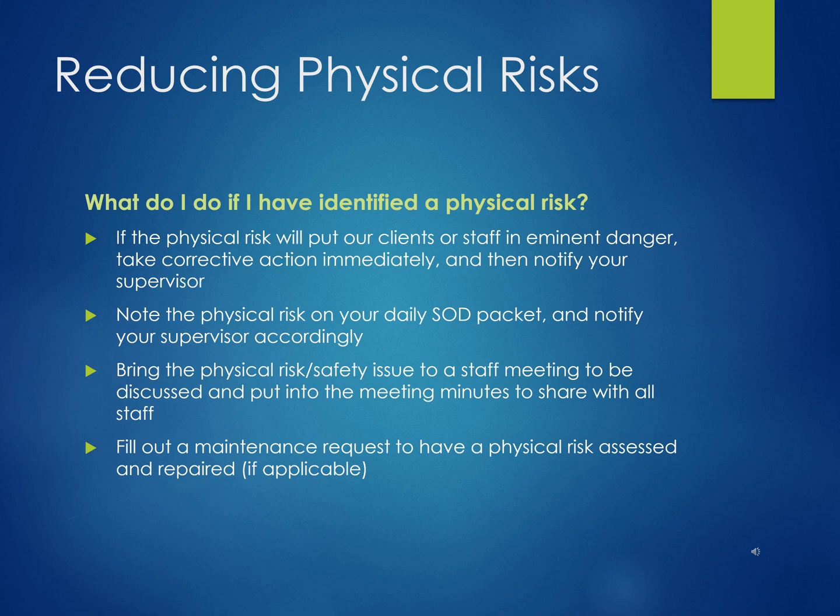What do I do if I have identified a physical risk? If the physical risk will put our clients or staff in imminent danger, take corrective action immediately and then notify your supervisor. Note the physical risk on your daily SOD packet and notify your supervisor accordingly. Bring the physical risk or safety issue to the staff meeting to be discussed and put into the staff meeting minutes to share with all staff. Fill out a maintenance request to have a physical risk assessed and repaired.